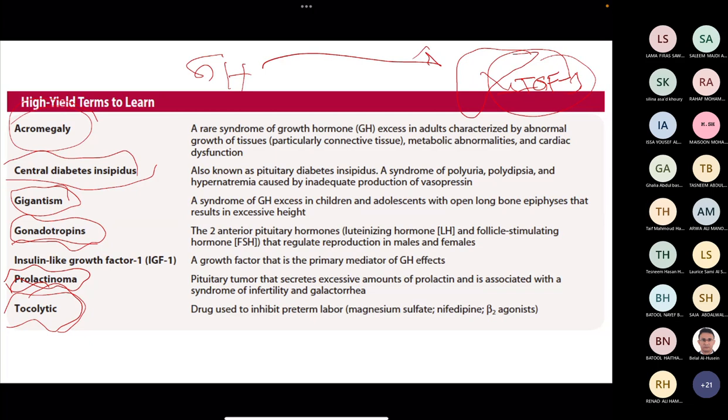We have many tocolytic agents. For example, oxytocin induces contraction of uterine smooth muscles, and oxytocin antagonists could be used to reduce the contractions. We also have, if you know, salbutamol, the beta 2 agonist used in inhalers. So salbutamol or beta 2 agonism also induces a tocolytic effect.